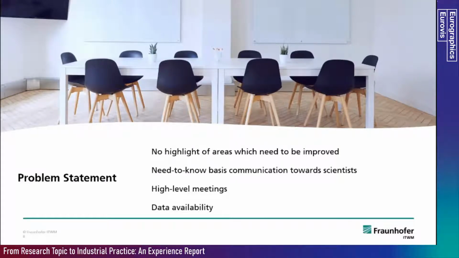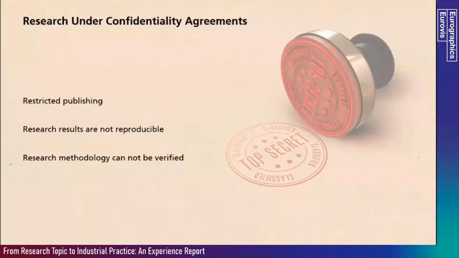And finally, data availability. So if there is a problem statement, there should be data available with it. But there is frequently no data available, and it's very hard to actually retrieve it. Then the research under confidentiality agreements. Restricted publishing. The research results are actually just not reproducible, because when you slice off the things that you're not allowed to say and publish, what you have published is very, very hard to repeat. And you cannot really verify the methodology because it has been tailored for a specific data set that actually is not allowed to be published.